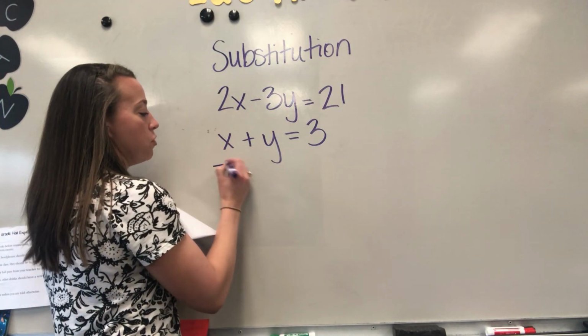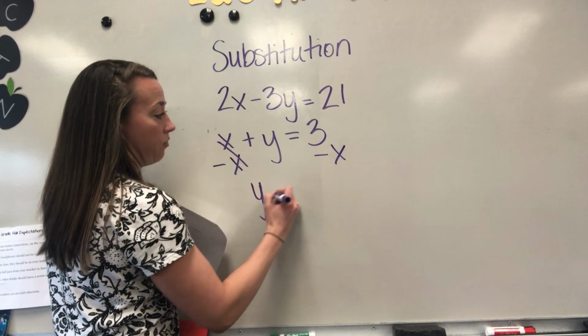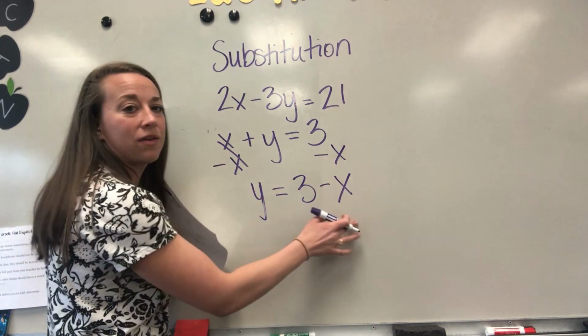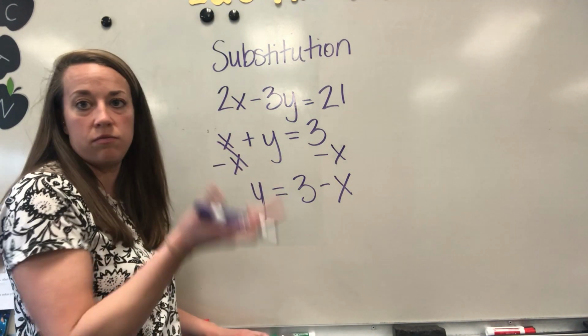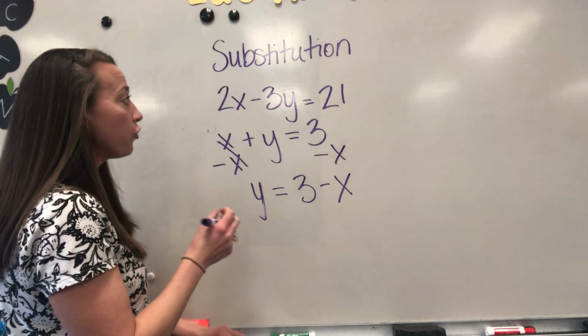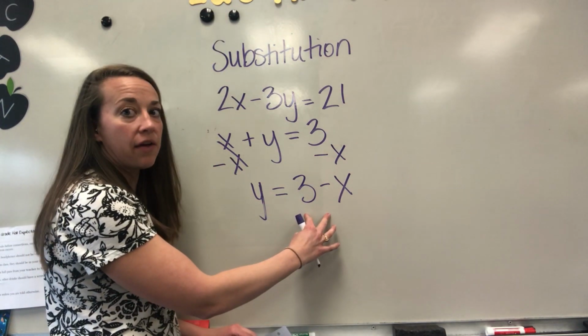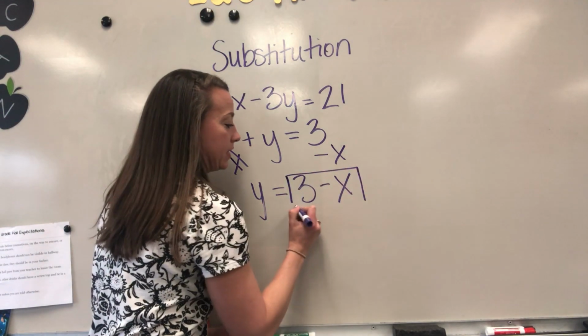So when I move the x to the other side, it's going to leave me y all by itself, which is exactly what I need. Okay, it doesn't matter how this side looks. It doesn't matter if the constant's first or the variable. It isn't going to matter. So we're going to say, okay, if y is 3 minus x, that's what y stands for. y is 3 minus x.